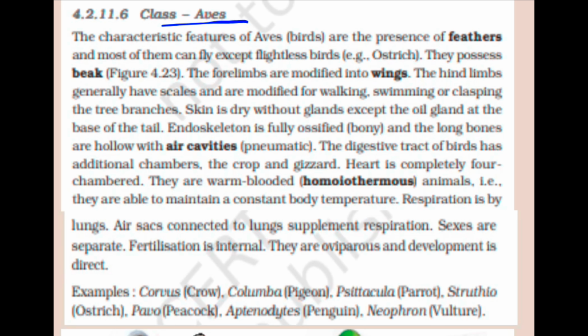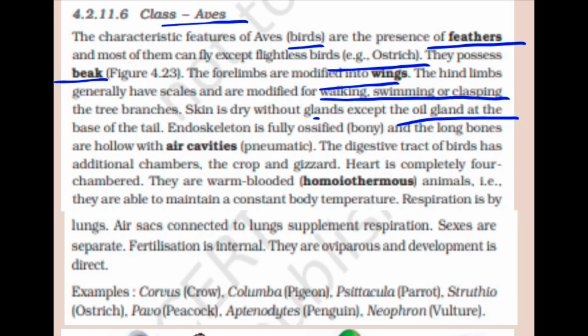Class is aves. The characteristic feature of aves, which is birds, is the presence of feathers, and most of them can fly, except ostrich, which is a flightless bird. They possess beak, forelimbs are modified into wings, and hind limbs are modified for walking, swimming, or clasping. Skin is dry without glands except oil gland at base of the tail. Endoskeleton is fully ossified and long bones are hollow with air cavity, pneumatic.